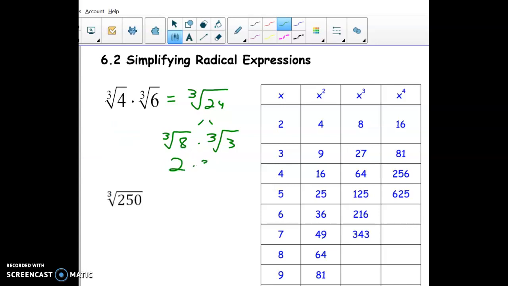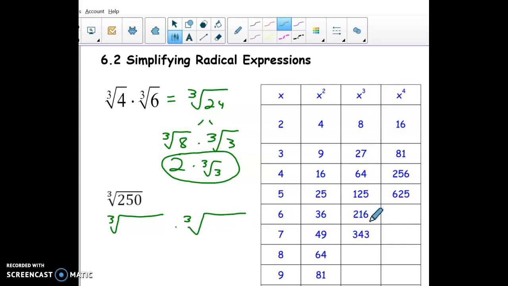All right, and then we have the leftover third root of 3. So that's a simplified version of this multiplication question. Second one here, we just want to split it. It's already one radical, so we're just going to break it, and we want to put the perfect stuff up front and the non-perfect stuff in the back.